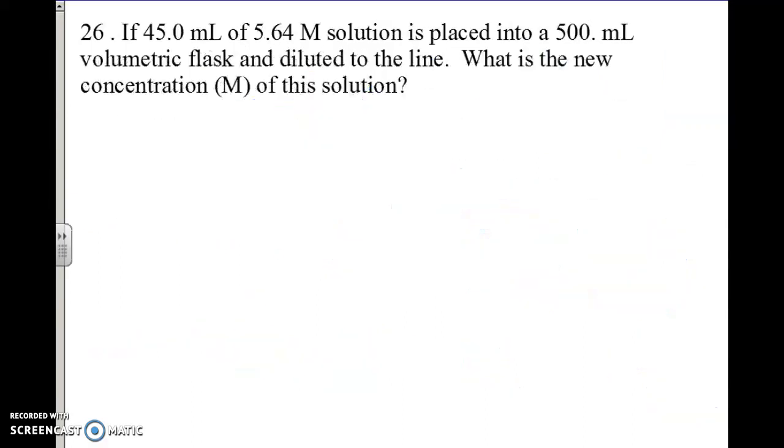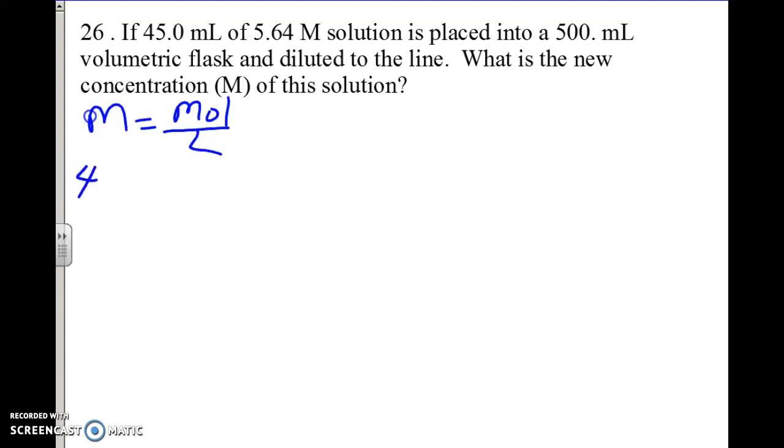Question 26 is slightly different from the one before it. You have 45 milliliters of 5.64 molar solution, and it's placed into a 500 milliliter volumetric flask and diluted to the line. So again, molarity is moles over liters.